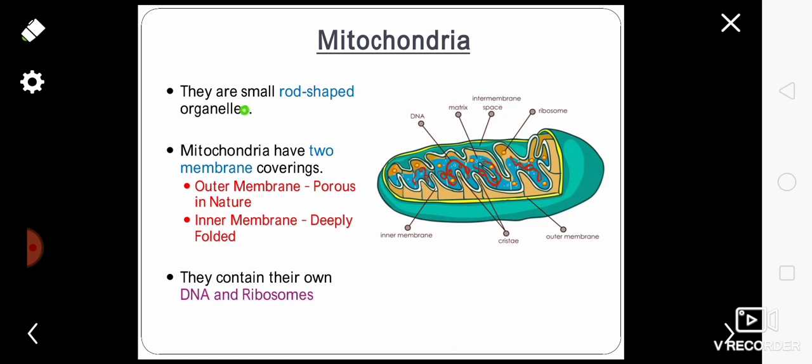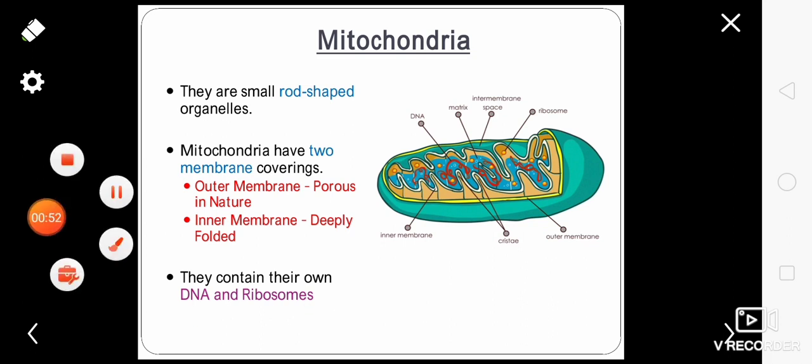So mitochondria is a rod-shaped cell organelle. It contains two membranes, outer membrane and inner membrane. Then it contains DNA and ribosomes.